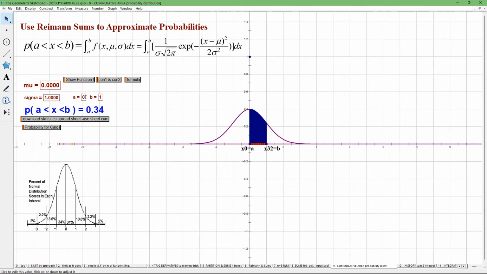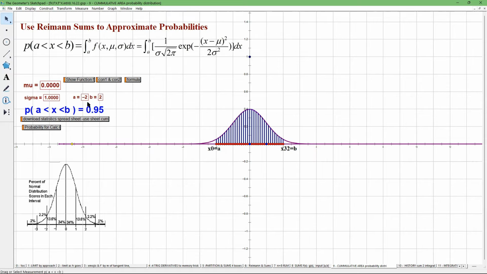And I'm going to change, let's make A -2. Let's make B 2. Now you see the whole curve from a value of -2 to a B value of 2. From -2 to 2 should be 34 twice, 13.6 twice, which gave you a probability of 0.95.